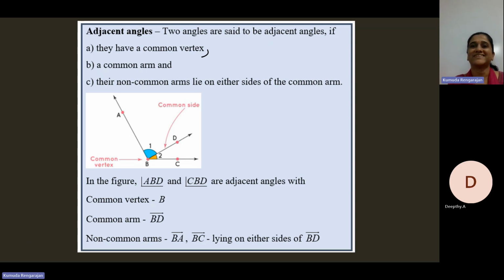I'll be the happiest. It'll look like a paragraph. So I just put it in A, B, C because these are three conditions and all three must be met. All three must be satisfied. So they have a common vertex, a common arm, and their non-common arms lie on either side of the common arm.